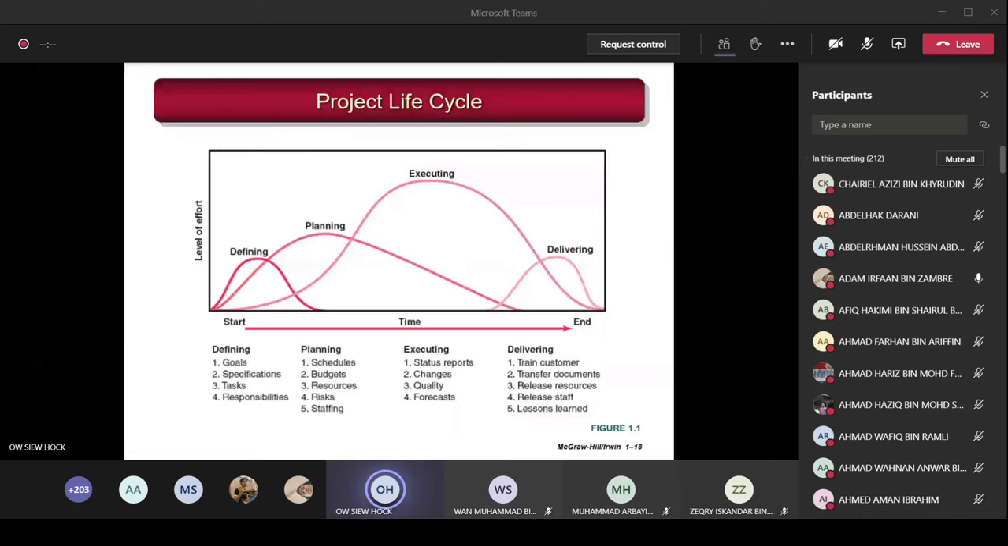So next we move on to the project life cycle. You are going to learn from this course, and after that you are going to carry out a project which I'm going to assign to you. Actually, I assign each group one project, the same for all groups. Because of this COVID-19, it's very difficult for me to guide you if all the teams are doing different projects.